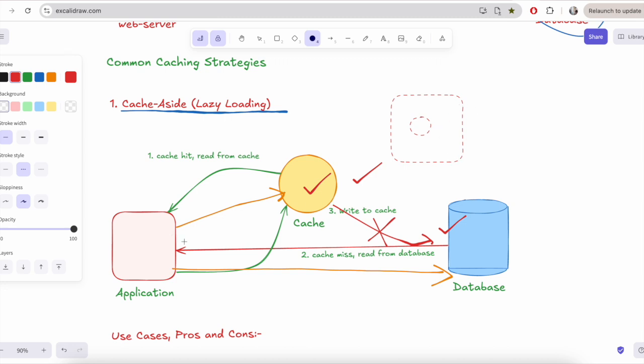So you consider yourself as the application. The application checks first in the cache. If the data is there, that is a cache hit, and it reads from the cache. If there is a cache miss, it queries the database and sends the data back to the client, and also saves the data in the cache.